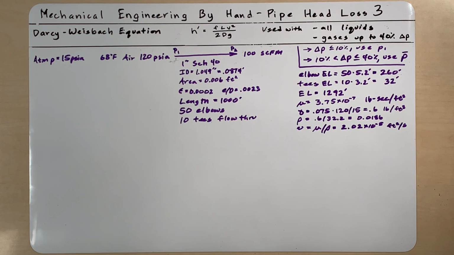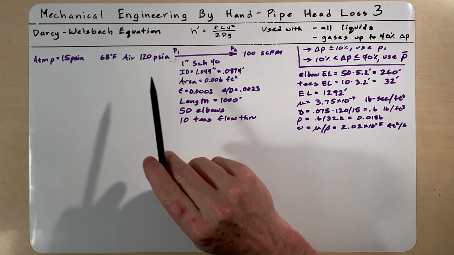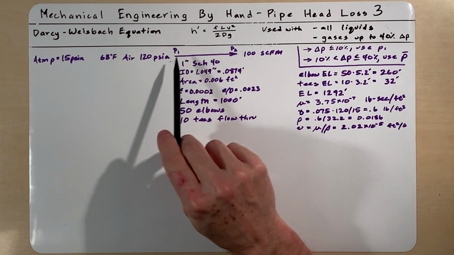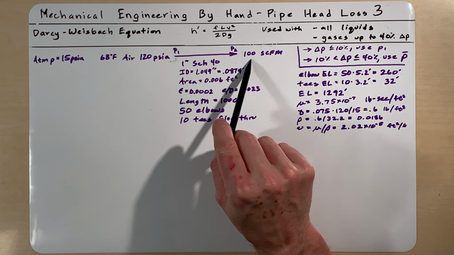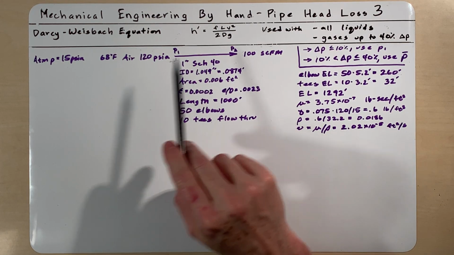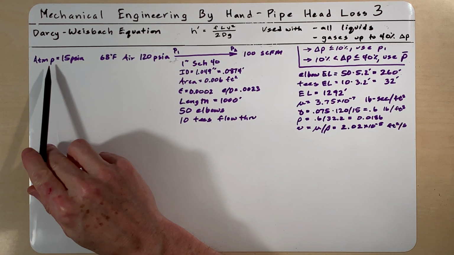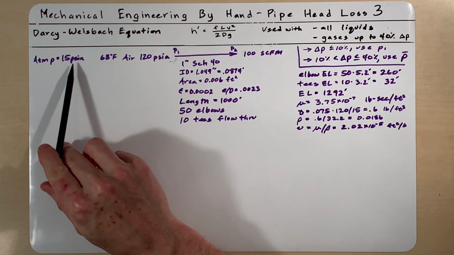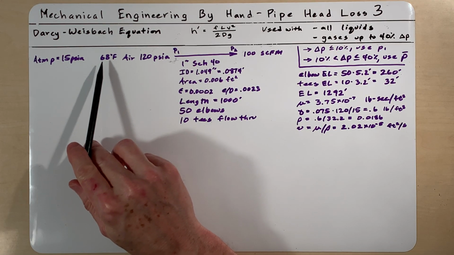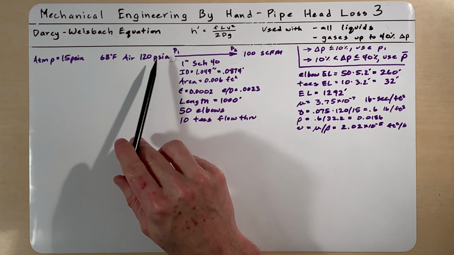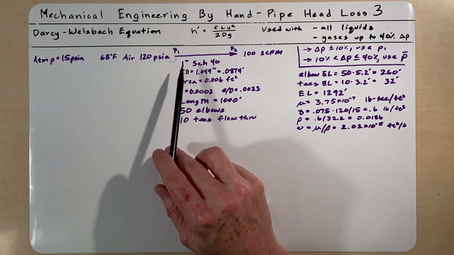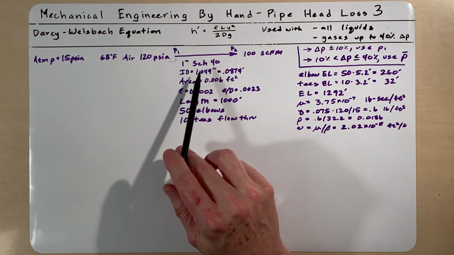Okay, so I have this example with compressed air moving through a pipe, and there's a device at the end demanding 100 SCFM. So I've got atmospheric pressure at 15 psia, just to simplify things, and then 68 degree air at 120 psi moving through this pipe. And it's a 1-inch Schedule 40 pipe.